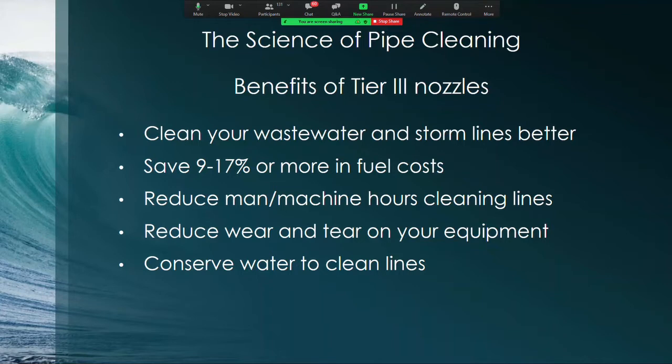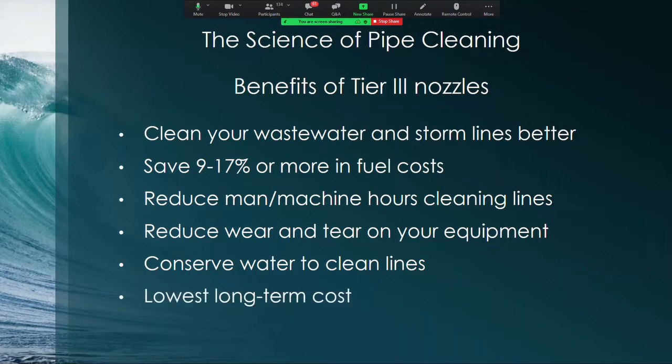And then, of course, conserving water to clean lines. Most municipalities use potable or drinking water to clean the lines. That's water that's been bought and paid for, and quite often, if we can reduce those numbers, that is a benefit to the municipality.